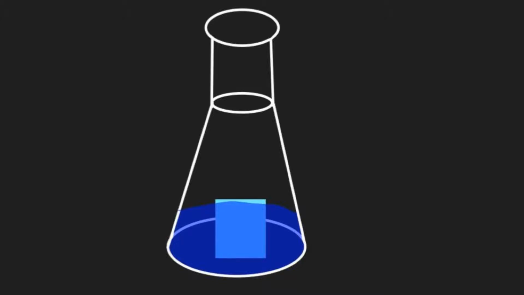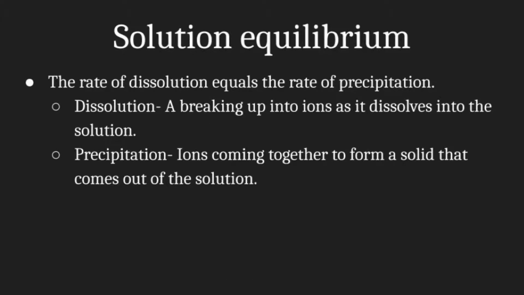The second type of equilibrium that we are going to discuss is solution equilibrium. There's a few terms with solutions that we have to define, but we'll go through those as we get to them. So, at solution equilibrium, the rate of dissolution equals the rate of precipitation.